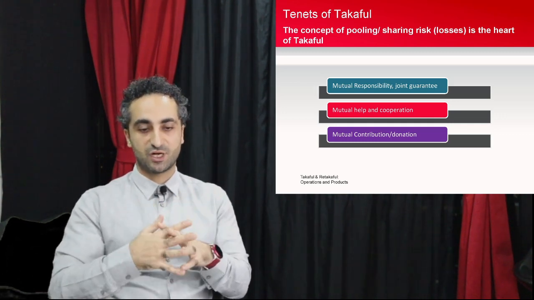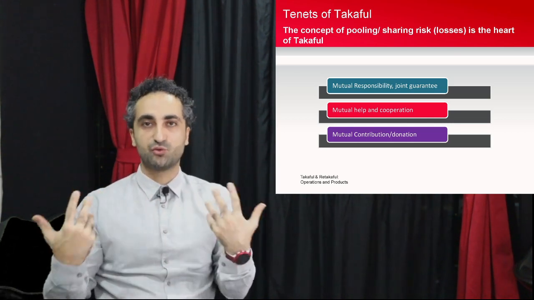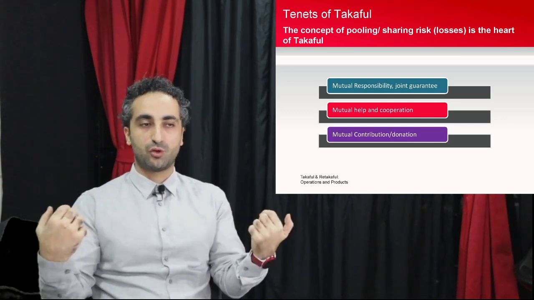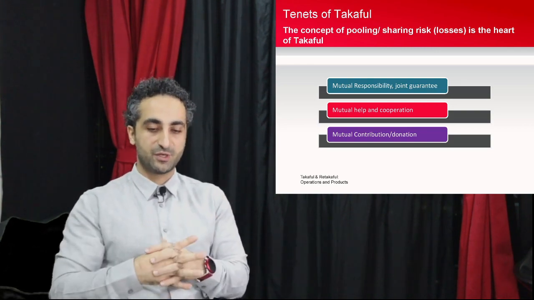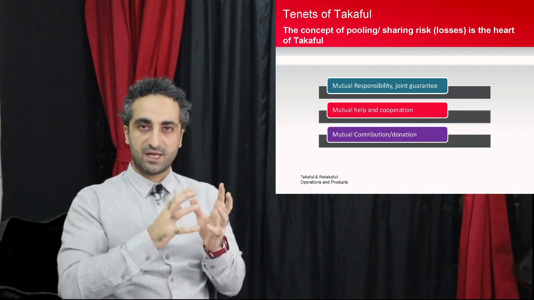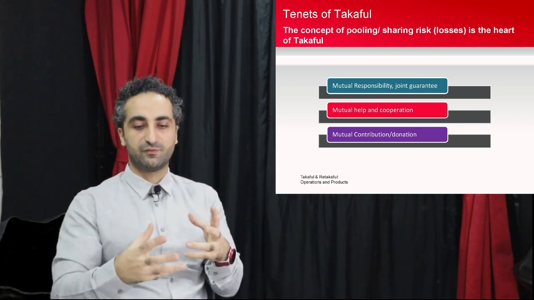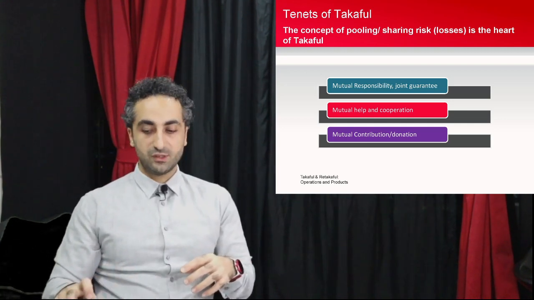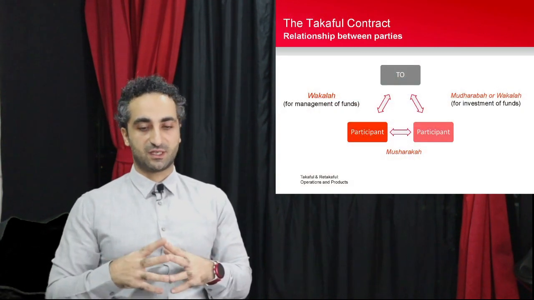So it's also musharaka. You would notice mutual responsibility, we are mutually responsible, or joint guarantee, or mutual help. So we all pitch in and help someone who suffered a loss in the pool, and mutual contribution and donation. So it's not really one aspect per se, but somehow a combination of all of these three principles together. So what's the relationship? Let's see the relationship between these parties in a takaful contract.